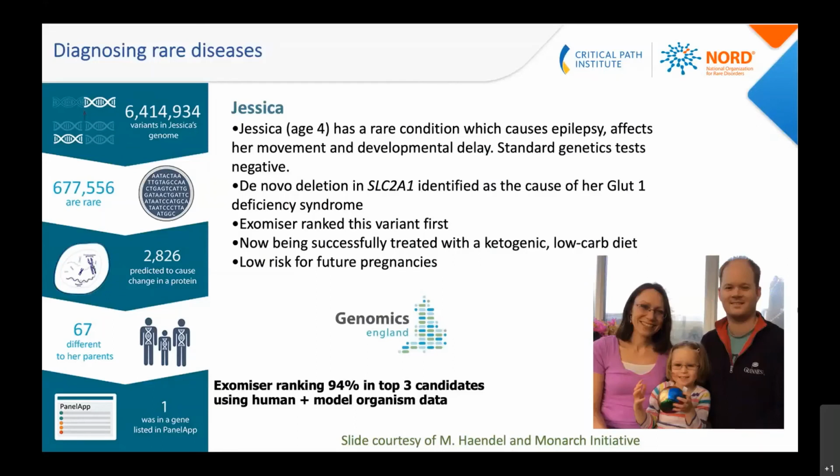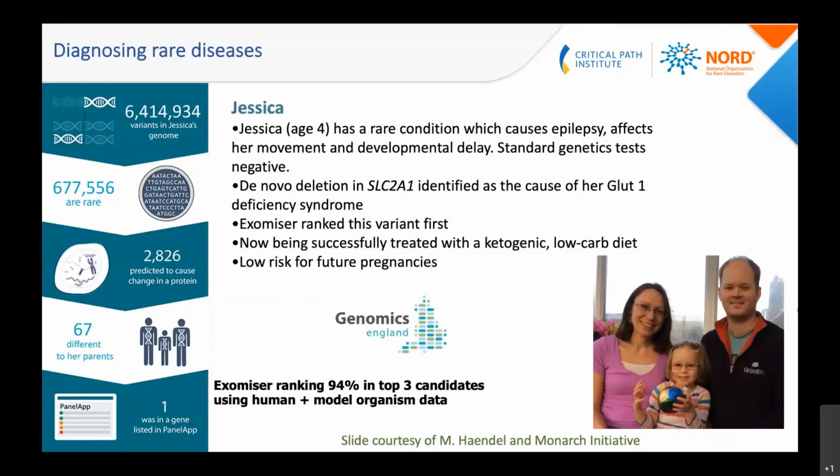They discovered that of the 6 million or so variants in Jessica's genome, about 600,000 of them were rare. 2,000 of those were predicted to cause a change in a protein, and 67 of them differed from her parents. Using analysis tools, they identified one gene that was the top-ranked gene, SLC2A1, and that turned out to be the cause of her GLUT1 deficiency syndrome. So they were able to use all of this data, the data that put together model organism data, human data, genomics data, and identify and diagnose a disease that otherwise they would not have been able to treat her for.